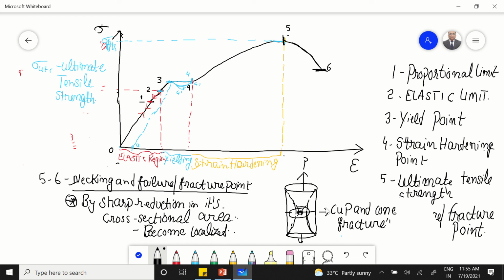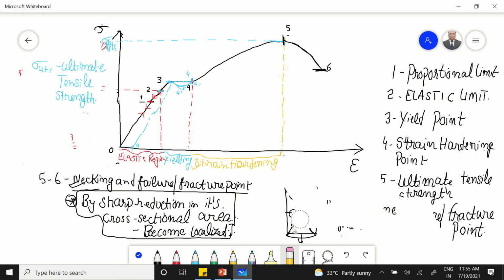So this cup and cone fracture is often accompanied by a process we call necking, which is nothing but a localized reduction of a cross-sectional area to a single point inside a material. So if we just name it mathematically, we name this curve as, let us say, necking.